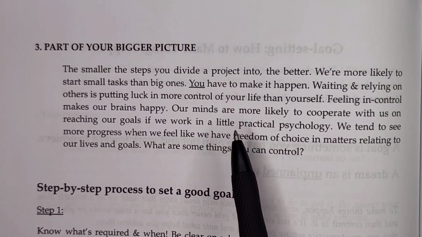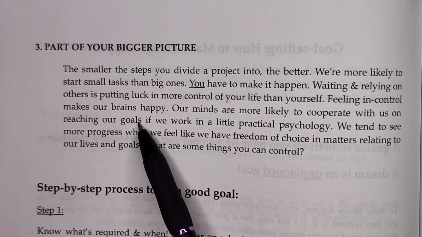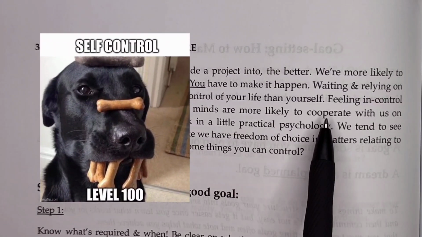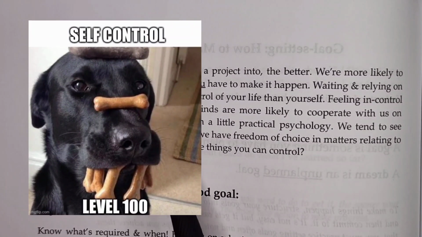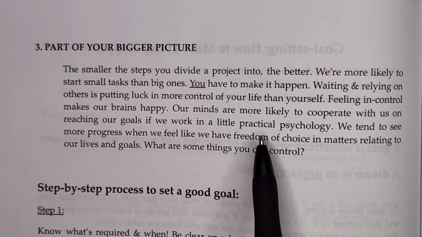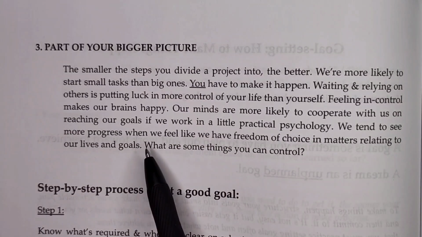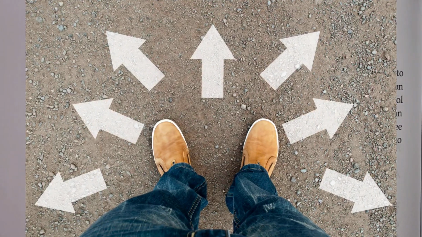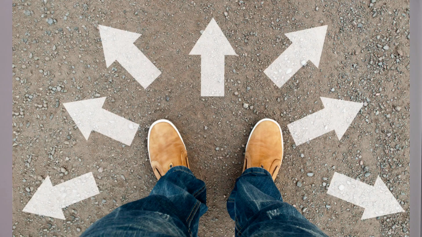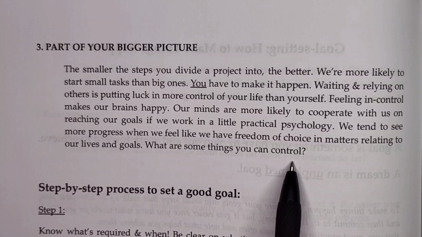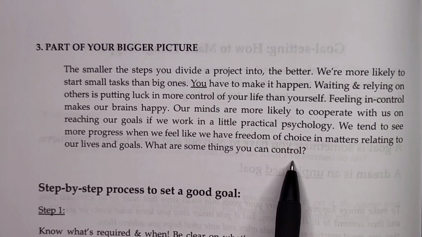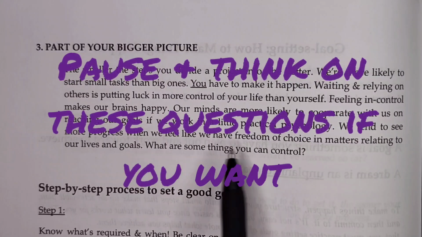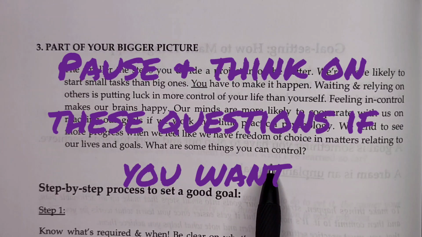Another good thing about this goal process is that feeling in control makes our brains happy. And we're more likely to cooperate with ourselves about reaching these goals if we work in a little bit of this practical psychology. We tend to see more progress when we feel like we have more freedom of choice. And so setting these goals up, having agency over what we're doing in what order, can absolutely help us achieve these goals even faster. So a good little mini question to ask yourself now, if you have a piece of paper handy, is what are some things that you can control? What goals would you maybe like to set for yourself? And what are some steps along the way that would help you achieve them?